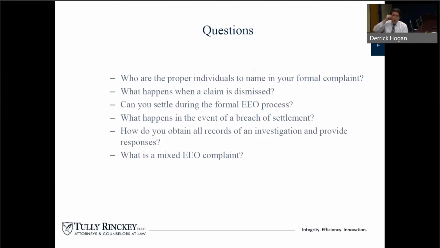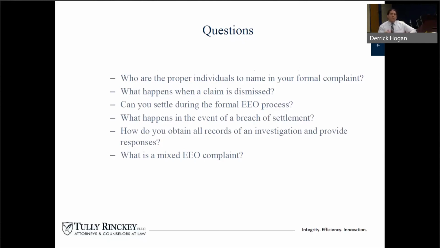So the first question is, who are the proper individuals to name in your formal complaint? That's a good question. Essentially, that is the individuals that you feel have discriminated against you, or individuals that knew of the discrimination against you. And I'm not talking about coworkers, witnesses. It's more along the lines of what we talked about, responsible management officials, RMOs. Your first line supervisor, maybe your second line supervisor.